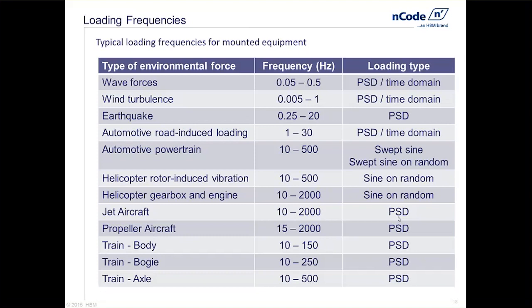For some helicopter components, we might do something a bit different. We might be describing things with something that we call sine-on-random. The random is the PSD, the random content, a lot of the random vibrations that an airframe of a helicopter might see. However, we would lay on top of that distinct sine tones that might be caused by some of the larger rotating components like the main rotors.